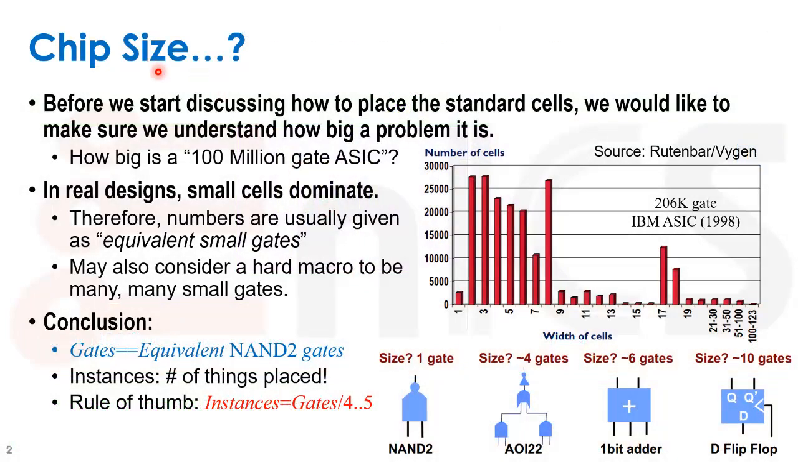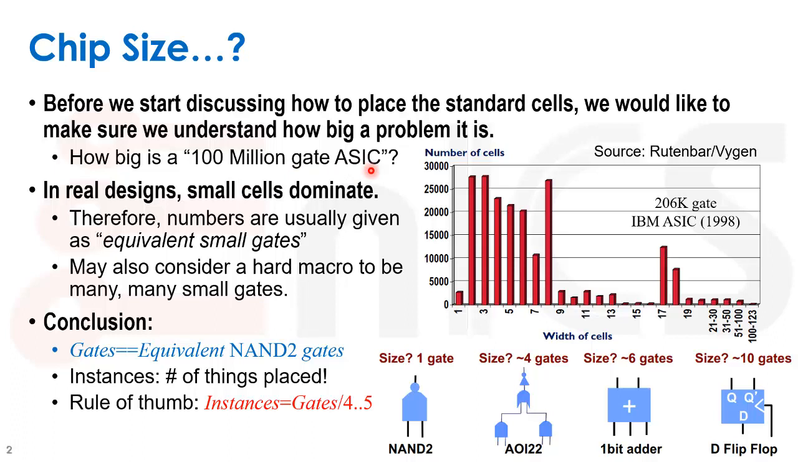So what is chip size? Before we started to discuss how to place the standard cells, we wanted to ask what it means when somebody says we have a 100 million gate ASIC. This is just a way of speaking to each other to estimate sizes or complexity of the design. When we say a 100 million gate ASIC, we're usually talking about the size of the chip, the size of the floor plan that we need.